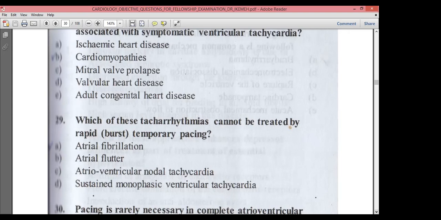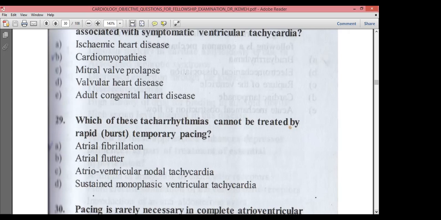with bradycardia. Then you'll be able to use this temporary pacing. But if it's just straightforward atrial fibrillation, you can't use it because it will not even help in treating it. It will still revert back to the AF reading. But if it's existing with bradycardia, yes, it can help.